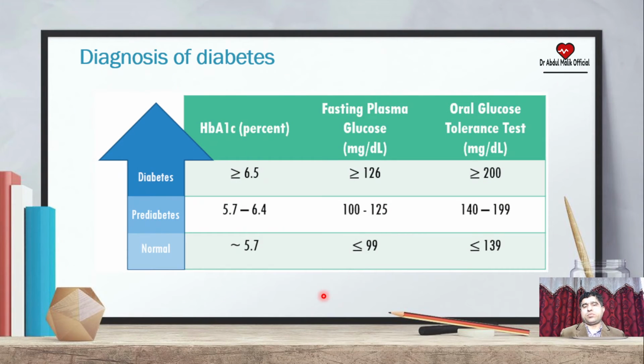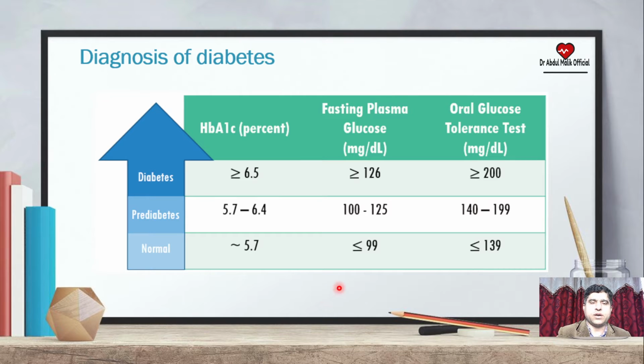Coming to the diagnosis, before that, we will see the symptoms. Three major symptoms are there in diabetes. First is polyuria, increased urine; polydipsia, increased thirst; and polyphagia, increased food intake.